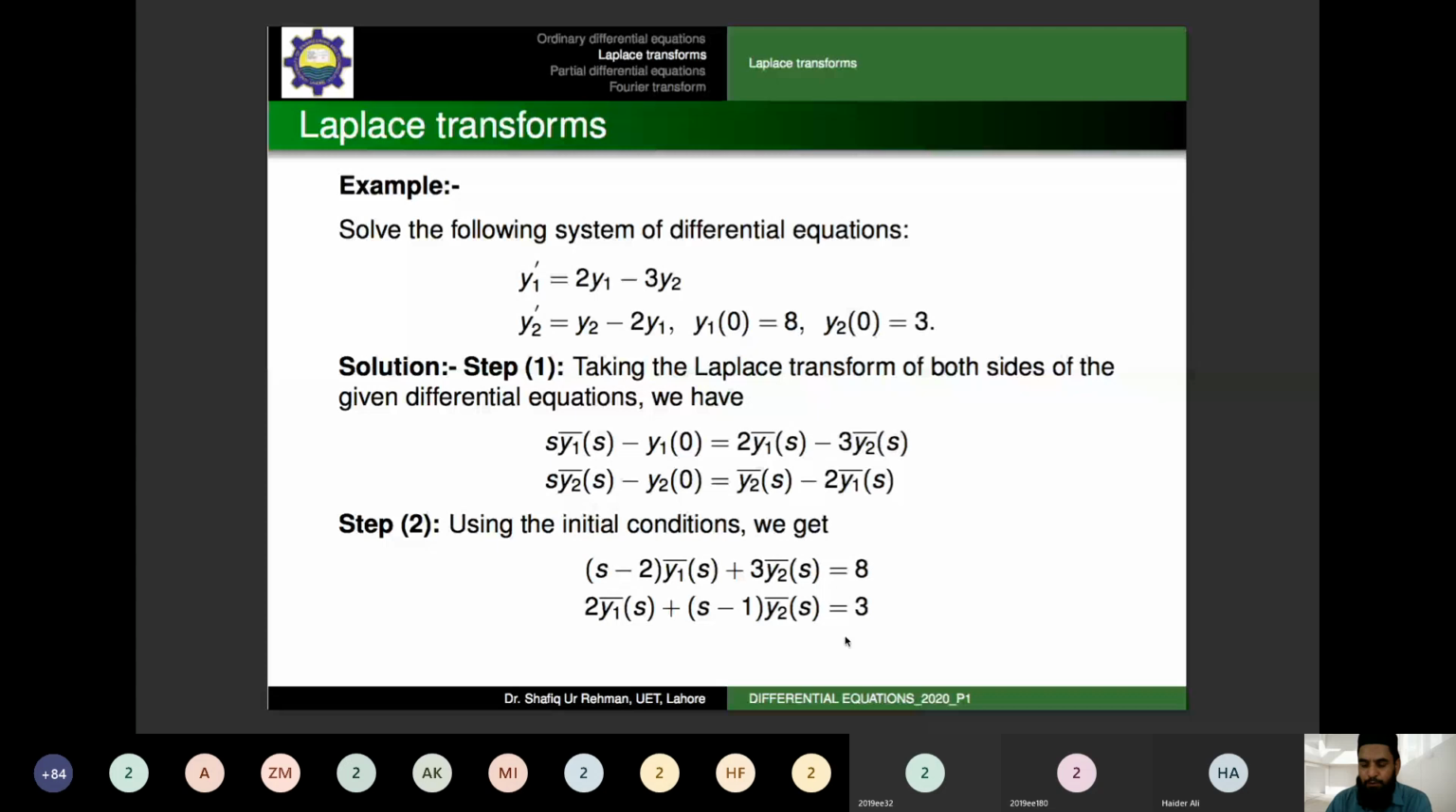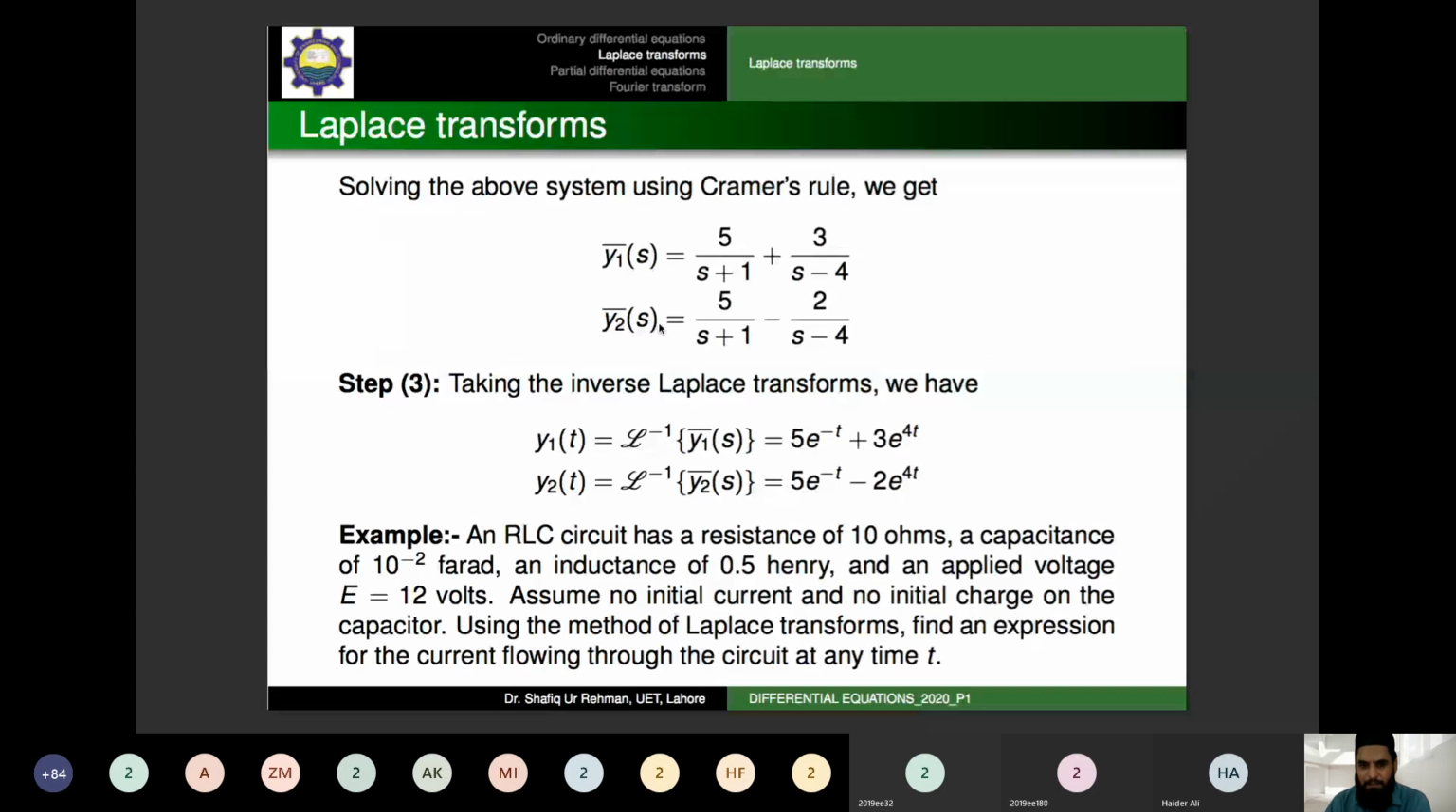We have to find those 2 unknowns, y1 and y2. They are going to be functions of s, in simplified form. Finally, by taking the inverse, y1 bar of s will turn out to be y1 of t, and the inverse of y2 bar of s will turn out to be y2 of t on the right hand side. Simple expressions again in terms of exponential functions. So this is how the solution looks in terms of y1 of t and y2 of t.